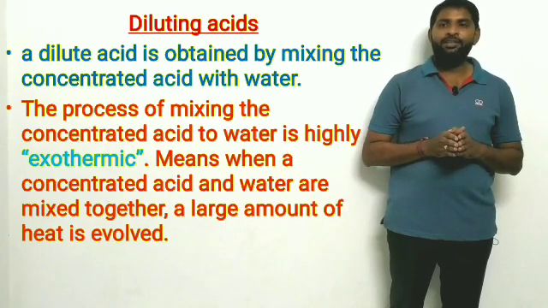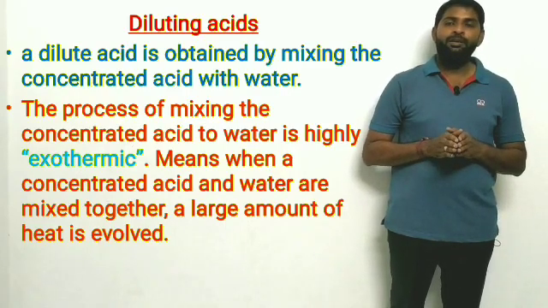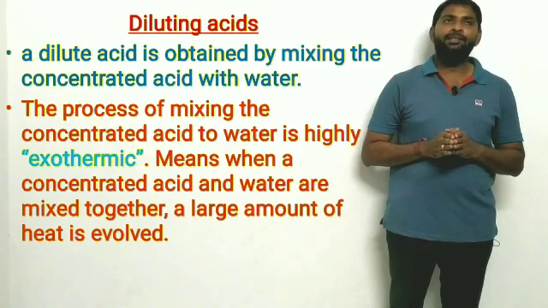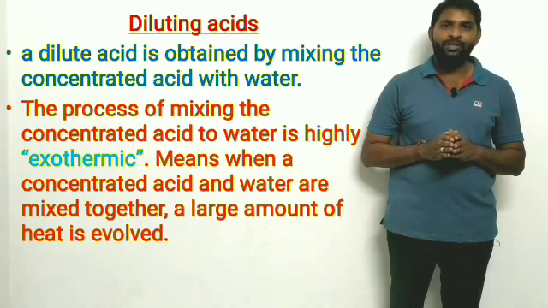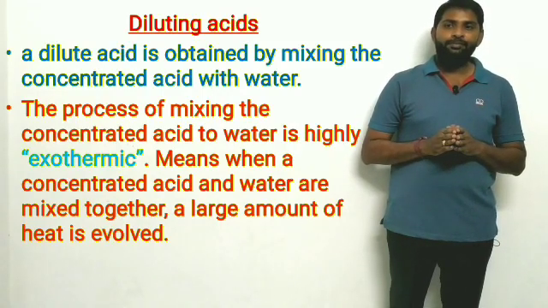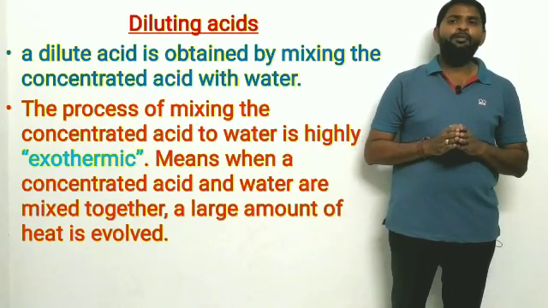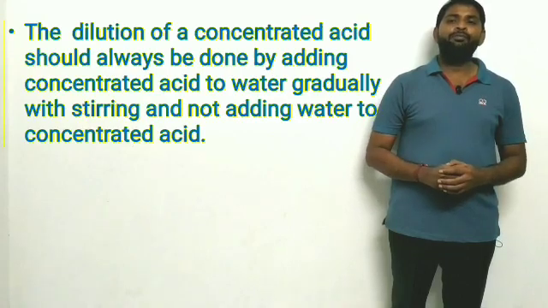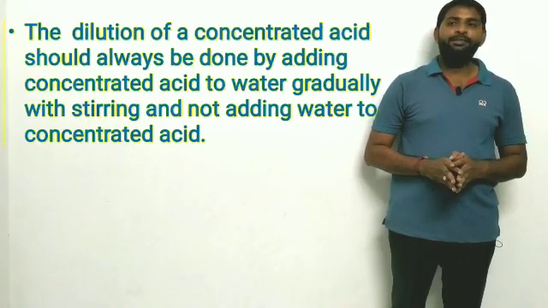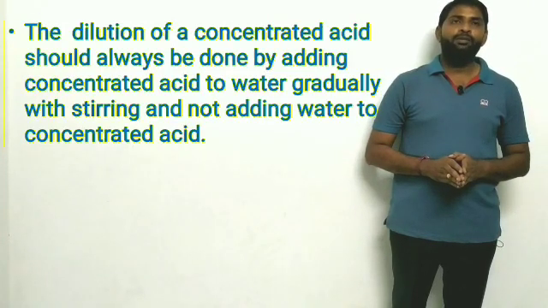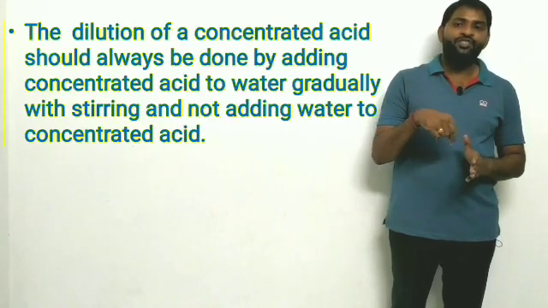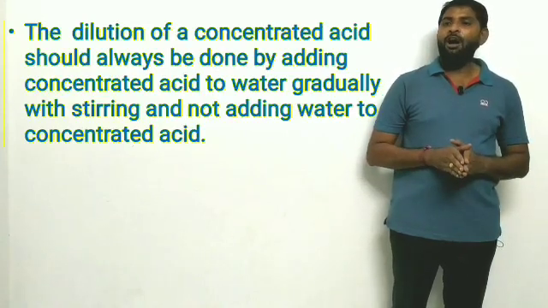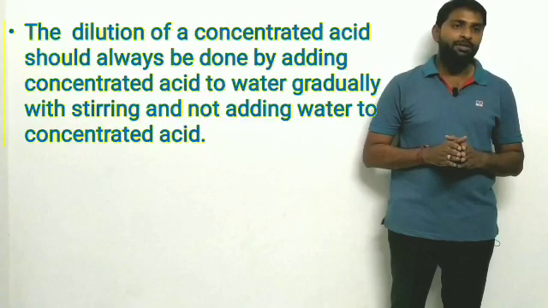When a concentrated acid and water are mixed together, a large amount of heat is evolved. The dilution of a concentrated acid should always be done by adding concentrated acid to water gradually with stirring, and not adding water to the concentrated acid.